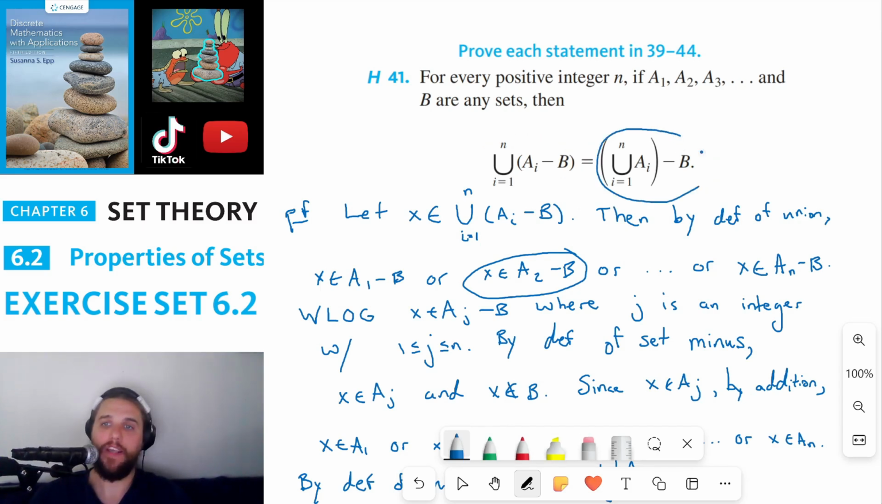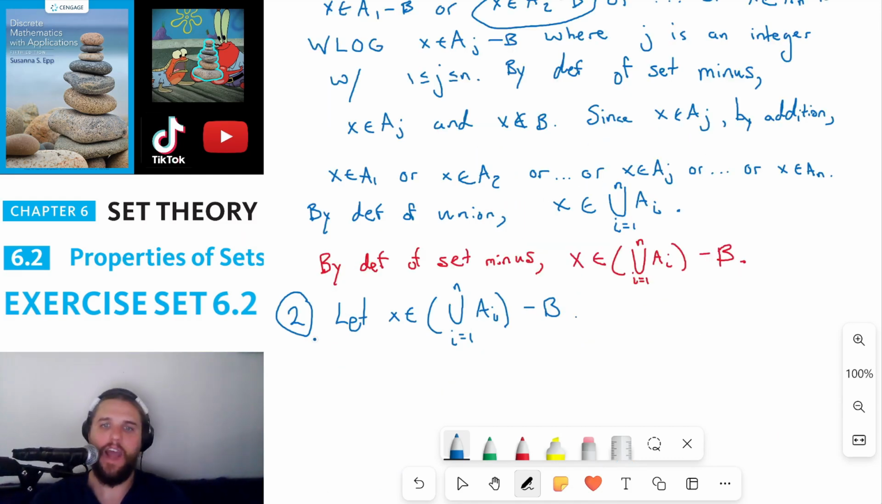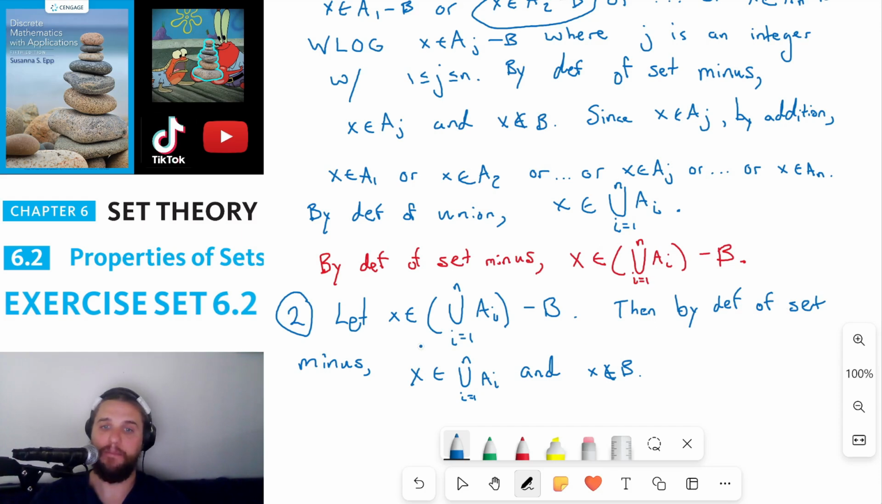What we need to show now is that this second set is a subset of the first set. So now we're going to do everything backwards. So now we're going to let x be an element of this set, the union from i equals 1 to n of A_i, minus B. But then we can basically do the same proof as the first part, but backwards. We can unpack the definition of set minus. So by definition of set minus, this says that x is an element of the union from i equals 1 to n of A_i, and x is not an element of B.